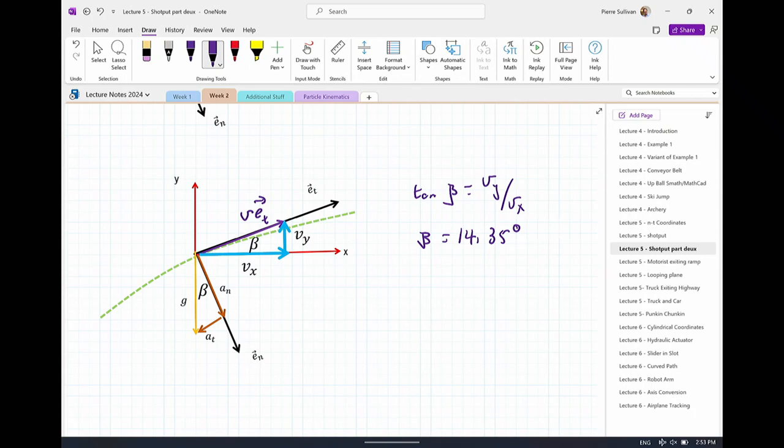Now, once I have that, I can rotate 90 degrees to get my E sub n. So E sub n is pointing in towards the center of curvature, so I know what the path is in this case. I can rotate down here. I know what g is doing. That's my total acceleration. If I know what g is, I also know that a sub n and a sub t have to be component parts of it.